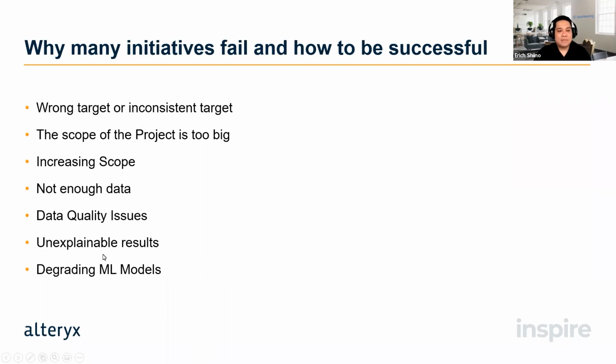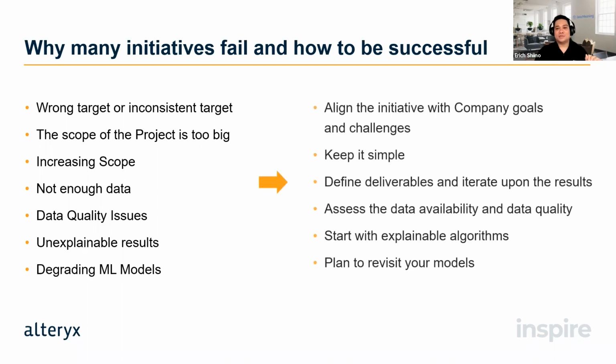Another difficult thing that can happen is that you have unexplainable results. And over time, you have degrading machine learning models because the behaviors are changing, the market is changing, and we need to take care of the maintenance. So a few guidelines on how to be careful with those traps.